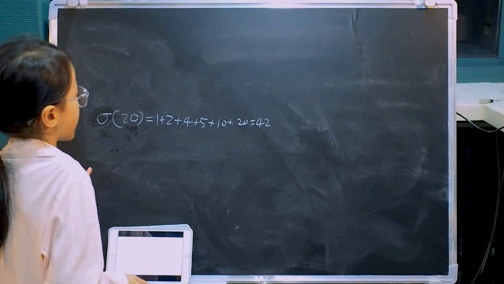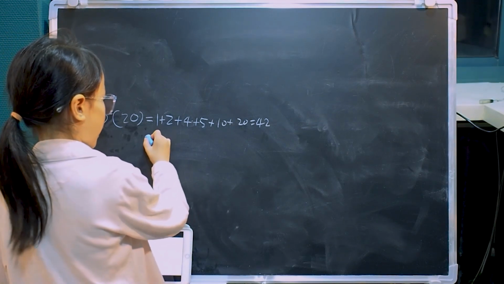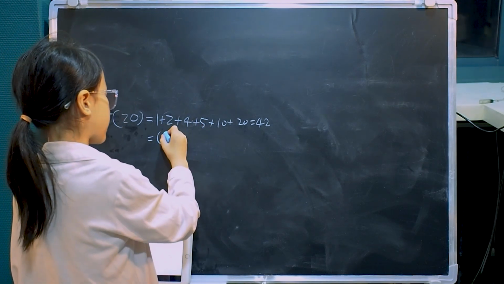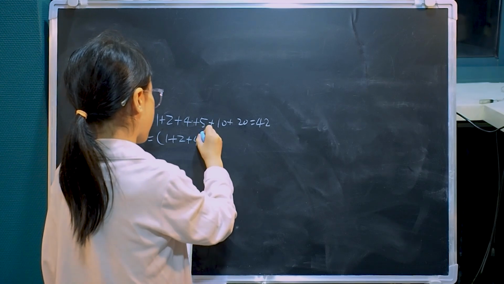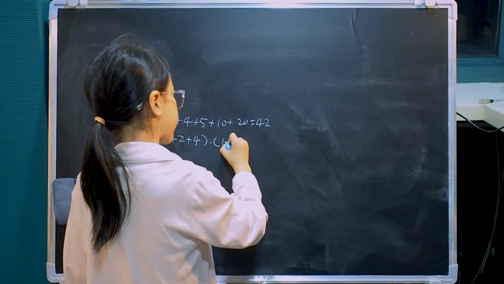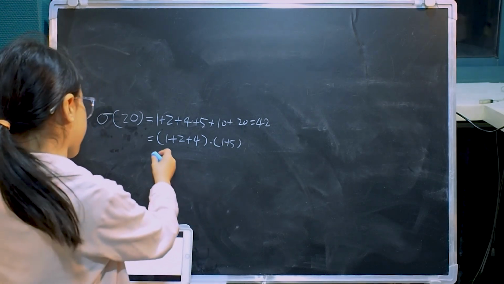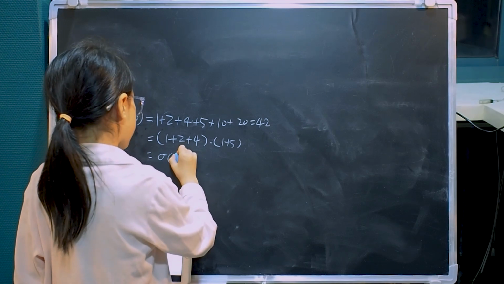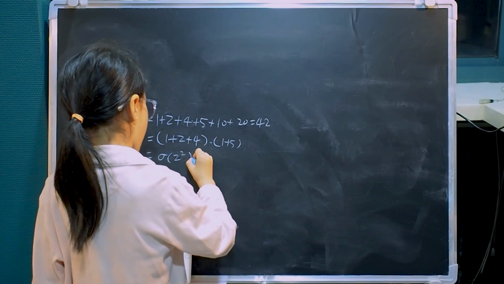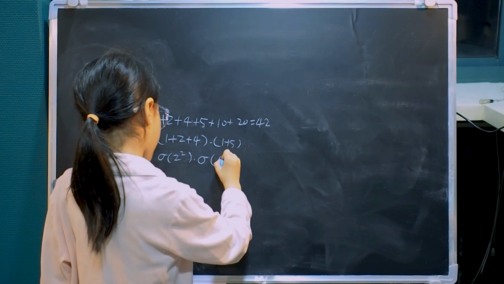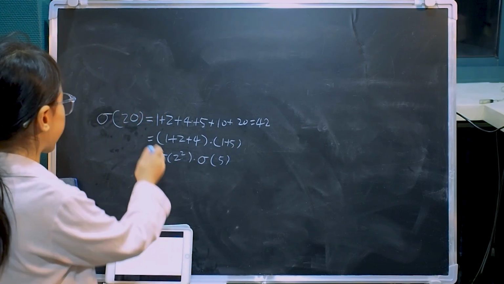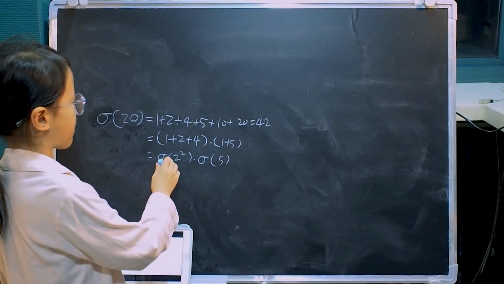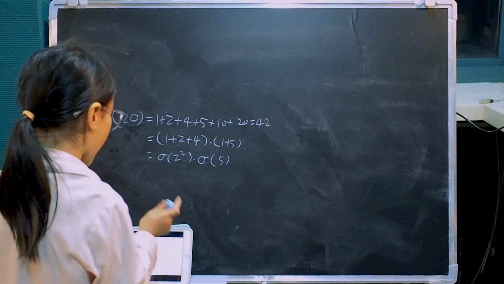Actually, the sigma function is a very strong weapon. Because you can find out that 20 is 1 plus 2 plus 4 times 1 plus 5. So actually that means it is sigma of 2 to the 2 times sigma of 5. So we can change 20 to its factors, and we can sigma every factor. So then, that means we can find out.